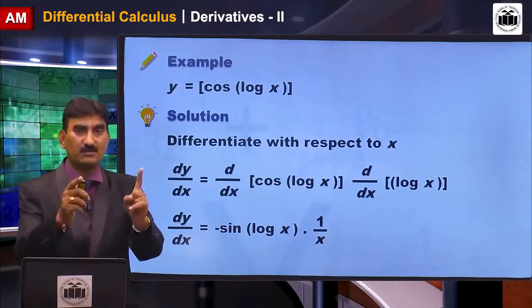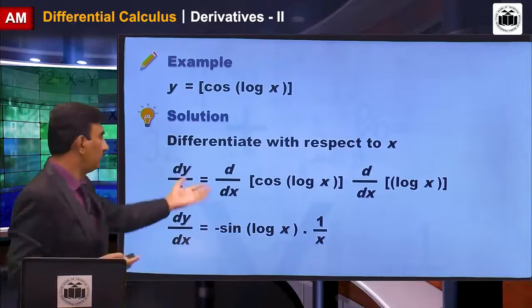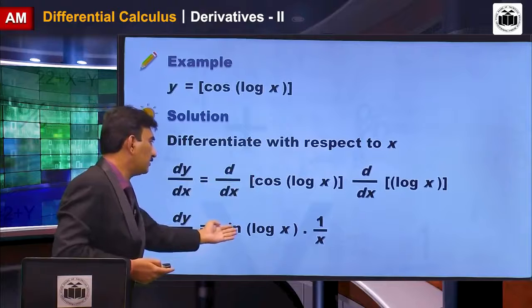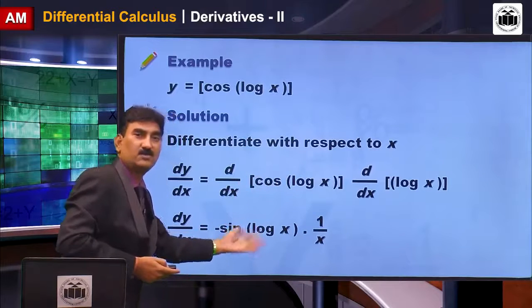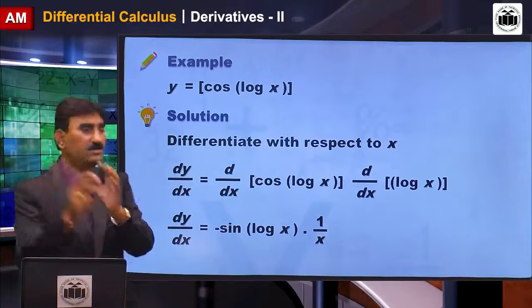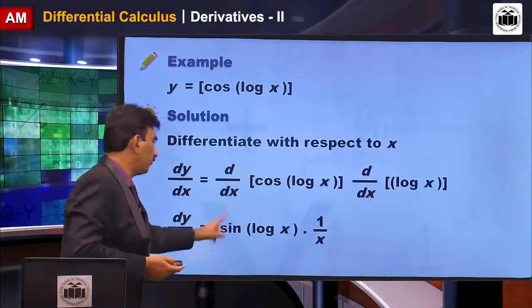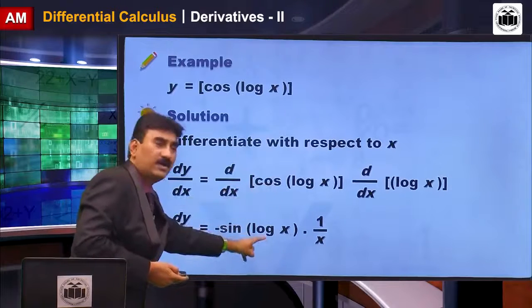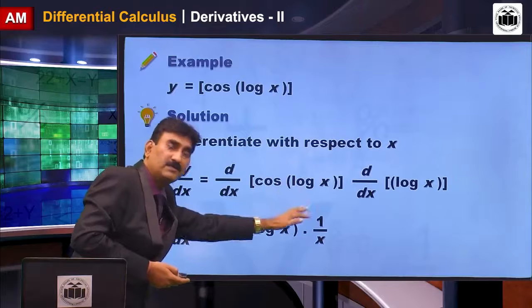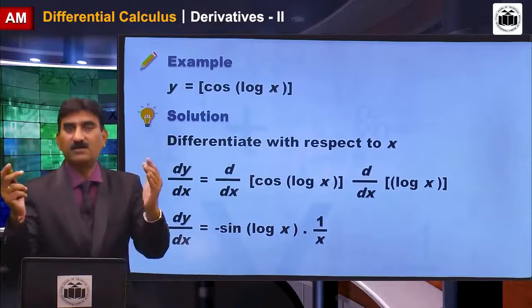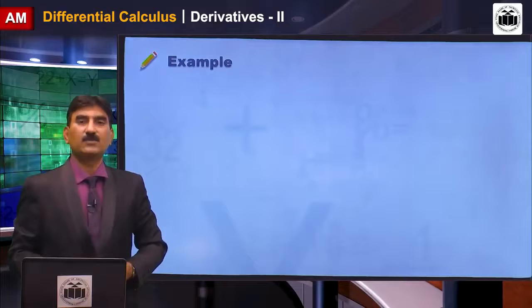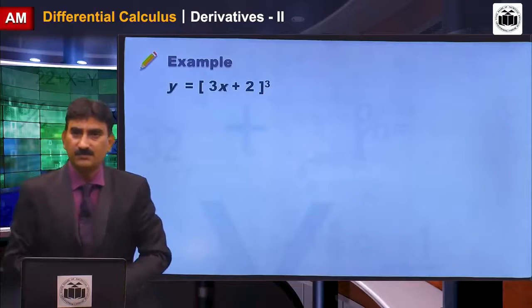Students, remember, I have seen so many times you put the derivative of cos is minus sin and at the same time you put the derivative of log x 1 upon x. So this is wrong. First you write down the derivative of cos is minus sin along with log x and into again derivative of log x is 1 upon x. These are the two different terms. Remember these things.